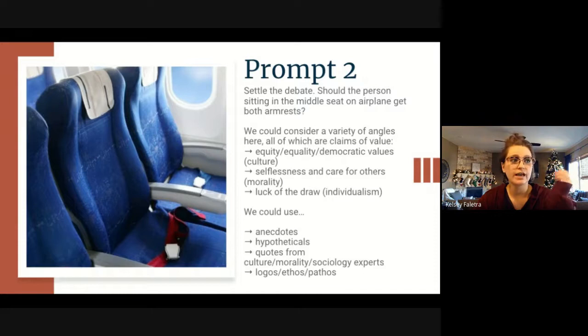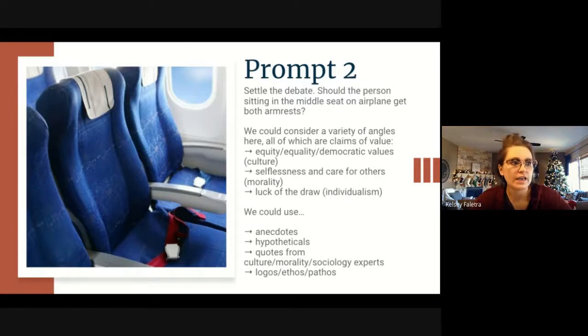We could take the equity, equality, democratic values mindset and say that our culture really celebrates equality. That's a thing that we love and value here, so of course we would want to make sure that our comfort level on an airplane is equal and equitable. We could take the morality route and consider that a good person is selfless and cares about the comfort of others. We could take the individualist route and say that it's the luck of the draw, and sometimes we get middle seats and sometimes we get window and aisle, and you just have to deal with the punches.